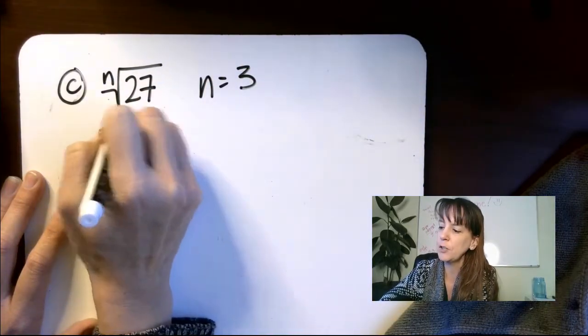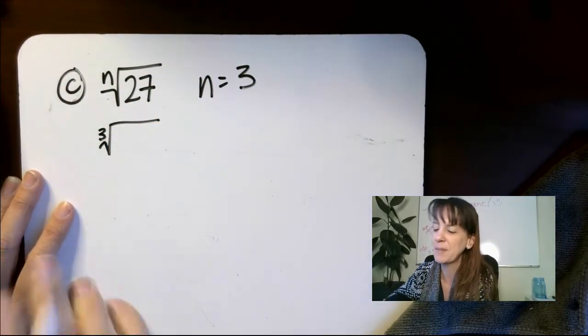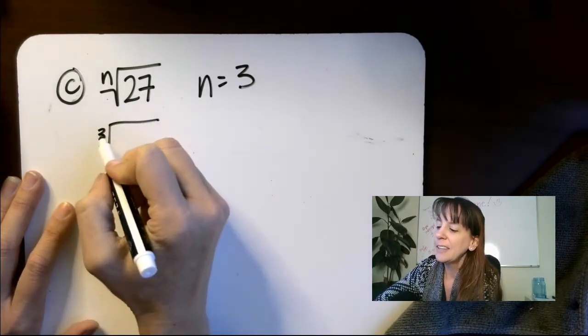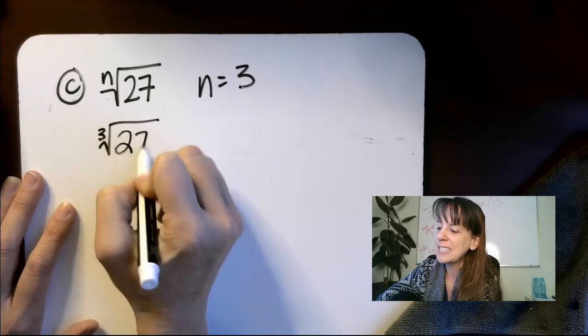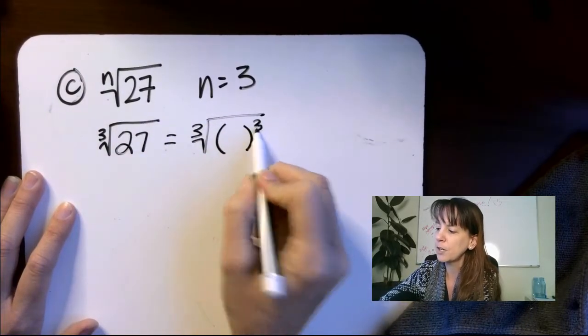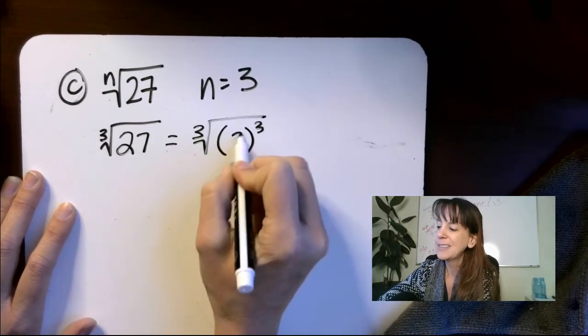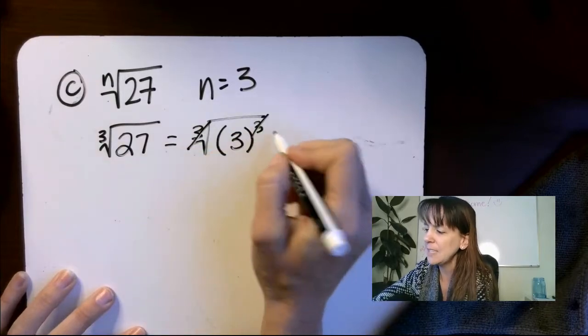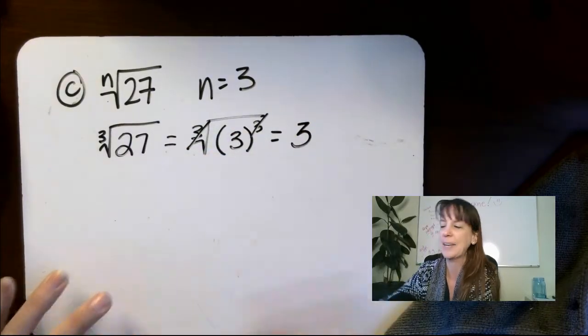All right, for C, we have the nth root of 27 if n equals 3. I said it wrong again. I didn't mean to do that. The cube root of 27. So we need something to the third power that gives us 27. It's going to be 3. 3 times 3 is 9, times 3 is 27. These cancel out. I'm left with 3 as my answer.